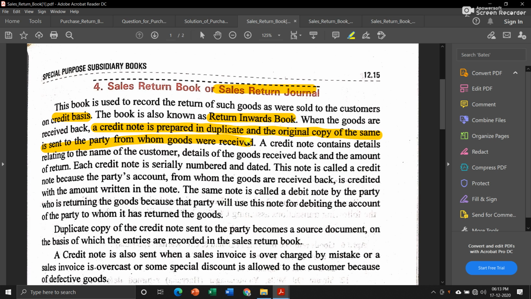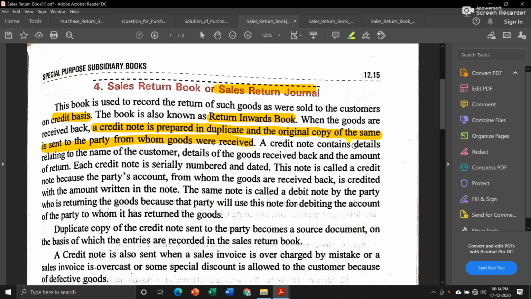Now these are just for your knowledge, because they might ask you in an objective type question or small answer type question. When you receive goods back, at that time you prepare a credit note in duplicate. That duplicate part will be with you as a source document, and the original will be given to the party from whom you have received the goods.